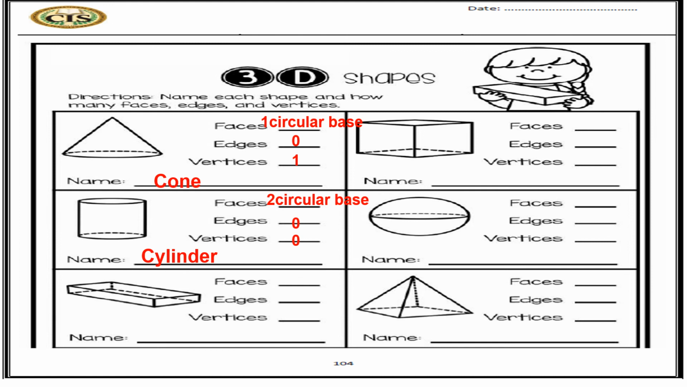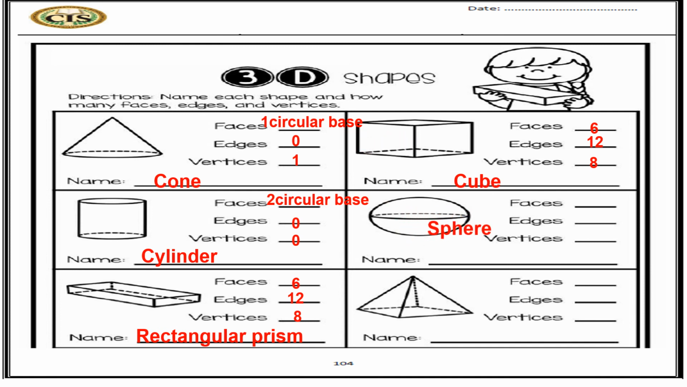The next shape is rectangular prism, or cuboid. How many faces? 6 faces. And how many edges? 12 edges. And the vertices are 8. The next one is cube. Its name is cube. How many faces in the cube? 6 faces. And how many edges and vertices? The edges are 12 and the vertices are 8.